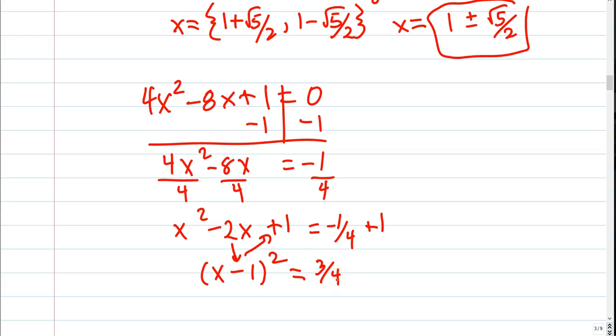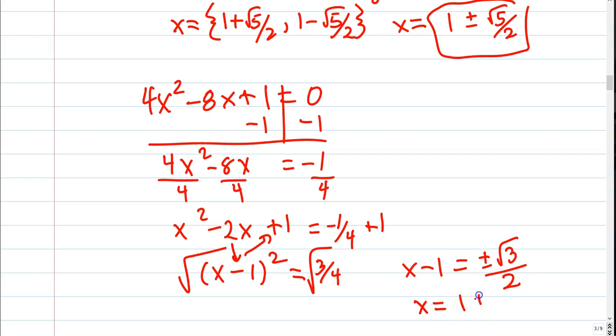Now we would just solve this, because now I have a single x. I can solve this using inverse operations. I can square root both sides. X minus 1 is equal to plus or minus the square root of 3 over 2, adding the 1, x is equal to 1 plus or minus the square root of 3 over 2.